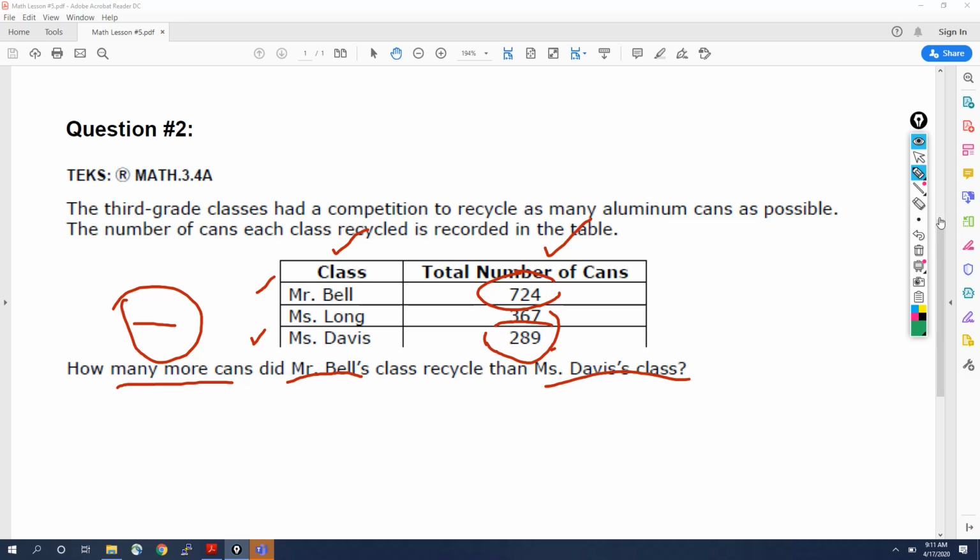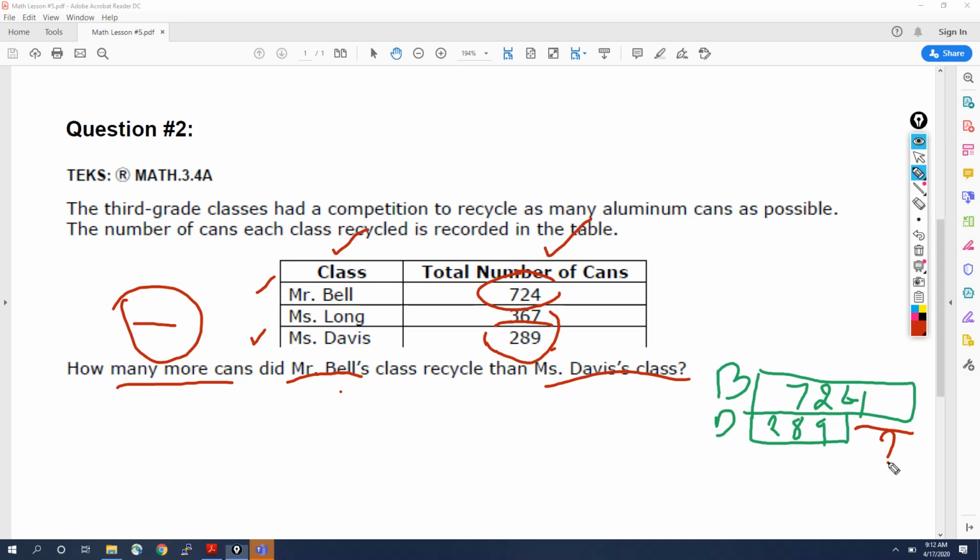My first one will be Mr. Bell. Mr. Bell has a total collected of 724. Okay, this is Mr. Bell. And then Miss David actually collected 289, which is shorter than 724. So my strip diagram will be shorter. 289, and this is David. The same thing, they want to know what the difference is right here. So it looks like we have one total, a given part, and a missing part. So we are going to subtract to find the difference.